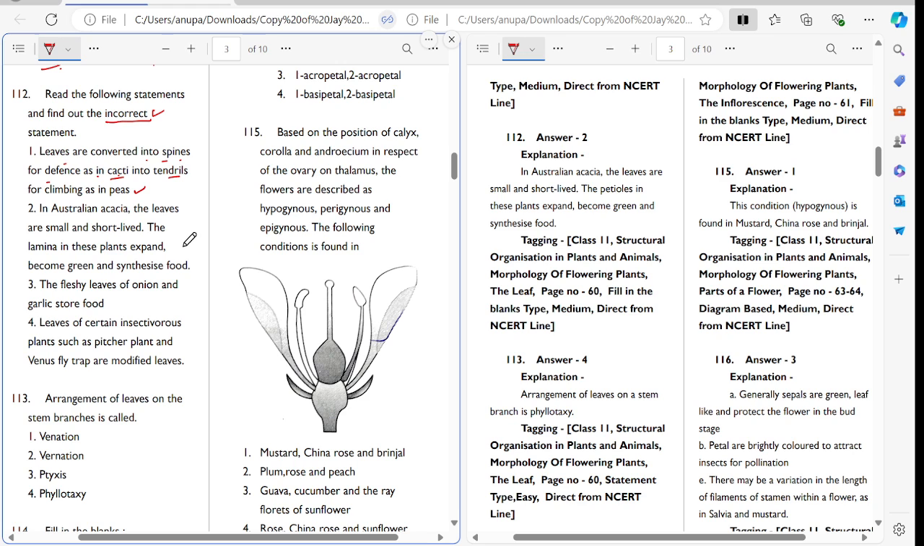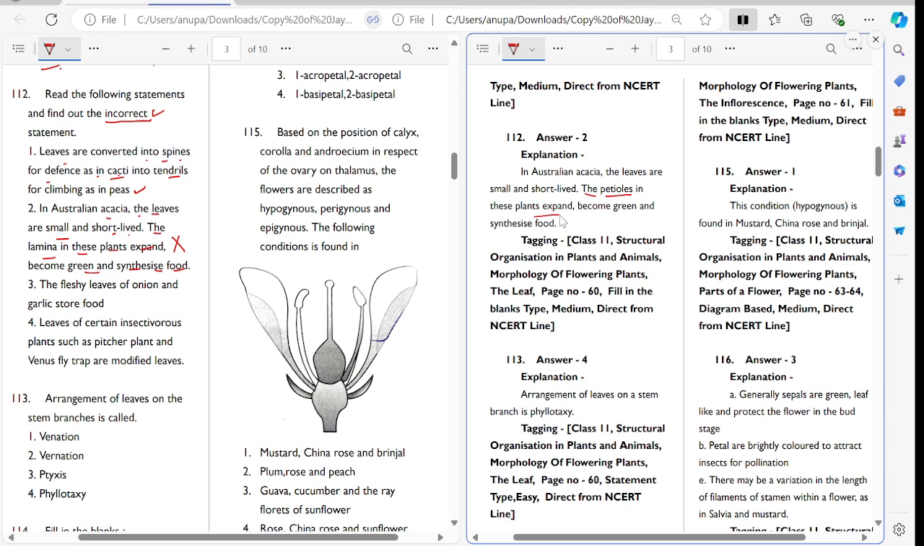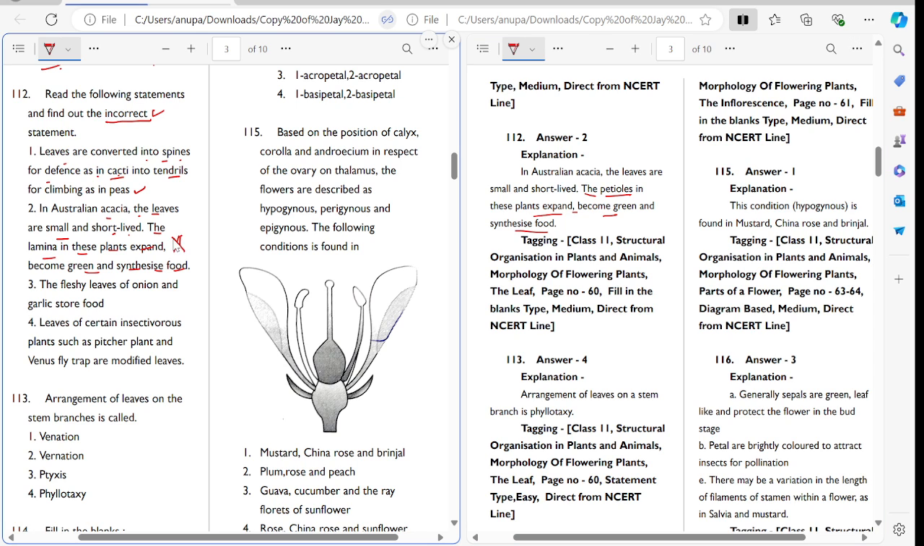And the next statement is, in Australian acacia the leaves are small, short-lived. The lamina in these plants expand, become green and synthesize food. So this statement is incorrect because in Australian acacia the leaves also are small and short-lived, but the lamina in this plant does not expand to become green and synthesize food. In fact, the petioles in these plants expand, become green and synthesize food. So this is the incorrect statement.